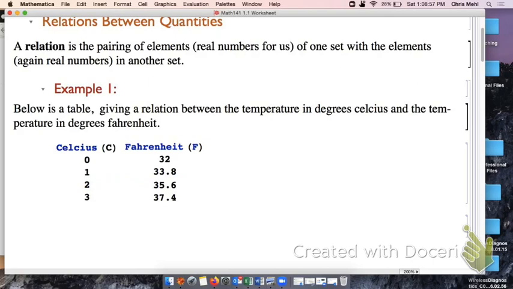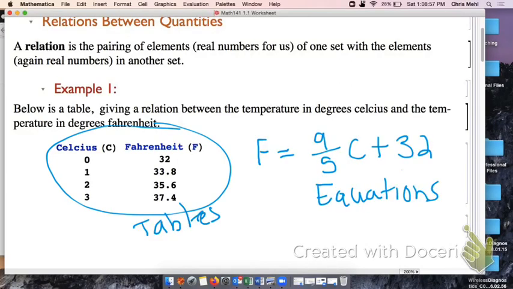Now one way to describe a relation is to literally say what element in the first set gets paired with what element in the second set. Now, for this particular relationship between Celsius and Fahrenheit, there is an equation that does allow you to convert. So again, one more time, relations or functions can be expressed through tables, equations, graphs, or verbal descriptions.